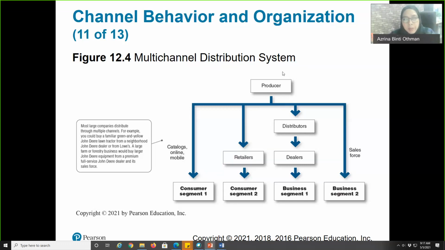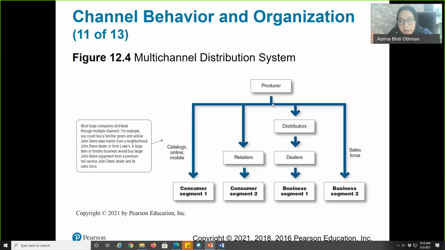Okay, alright. How about multi-channel distribution system? Producer, okay, kita ada consumer segment 1, consumer segment 2, business segment 1, segment 2, nampak tak? It's a combination between consumer market and business market. So bila ada company yang dealing with two type of markets, consumer and business market, definitely they need to use multi-channel distribution system. Okay, so direct channel, for example, like producer to consumer segment one. So they use the catalogs or online mobile.